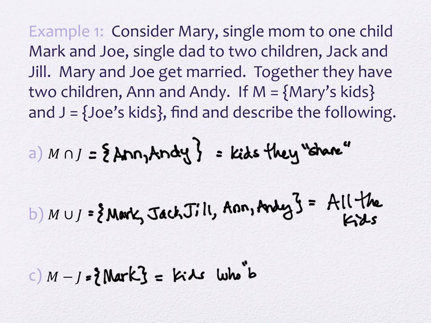who, will use the word loosely, but we'll say belong to Mary, but not, what's his name, Joe? Okay. Or you could think of it as the kids that Mary brought into the marriage, right? The ones that came in with her when she got married to Joe. That would be fine too. Does that make sense? Got that family picture thing going on here.